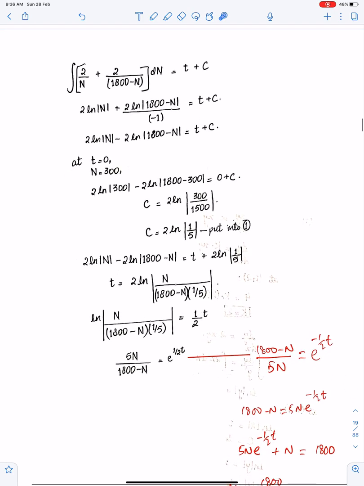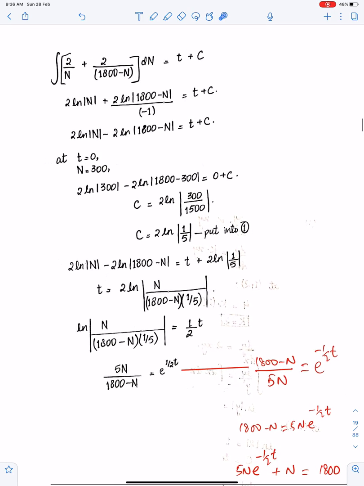Now, this is the integration form of the partial fraction. The integration of 2 upon n is 2 ln n. Make sure you write modulus with ln. And this will be ln modulus of 1800 minus n, upon minus 1. Minus 1 is important. It is the differential of this 1800 minus n. Now get the value of c. This is the value of c.